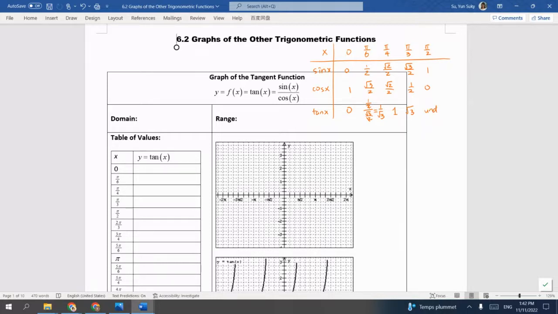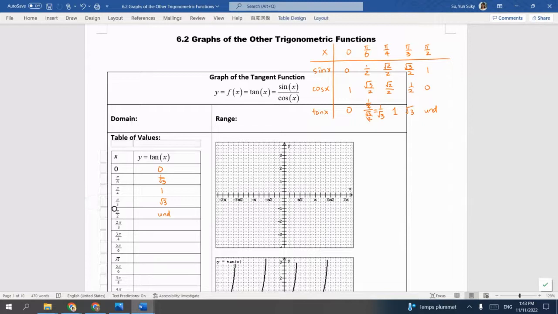Yes, everybody? So therefore, at 0, we get 0. Pi over 6, we get 1 over root 3. Pi over 4, 1. Pi over 3, root 3. Pi over 2, undefined.